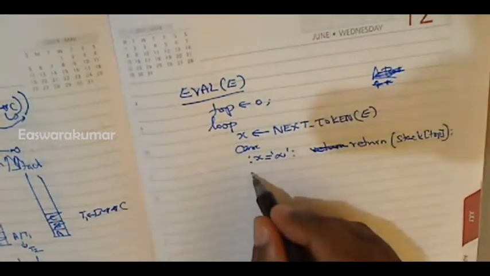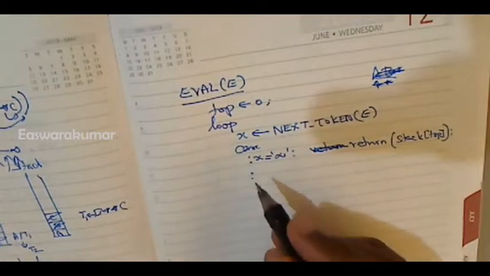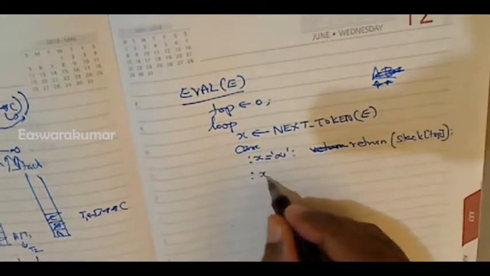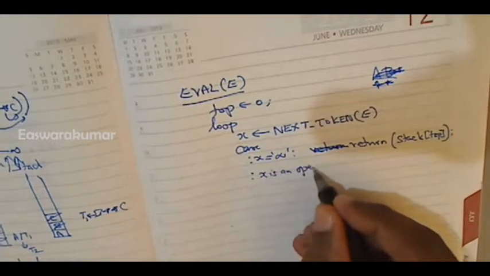Okay. So the next condition is, suppose the token we read is an operand. Okay, X is an operand.